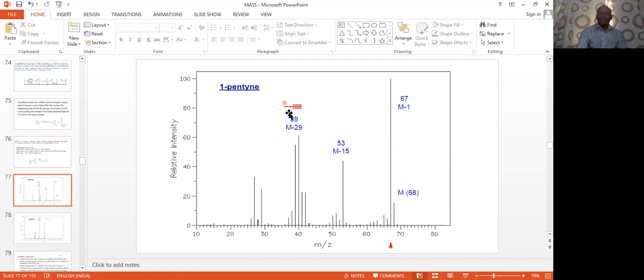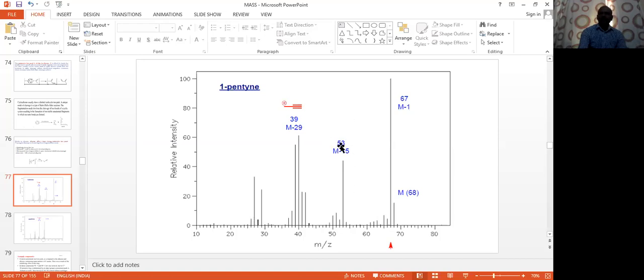Propargylic cation, that is a very prominent peak here. And the other one you have is the M-1 peak. M-1 peak means here you have the pentyne molecular ion, whose mass is 68, and that is 68 minus 1. So one mass unit always represents a proton loss, hydrogen loss. So you have here the M-1 peak, that is 67, and M-15, that is 53.